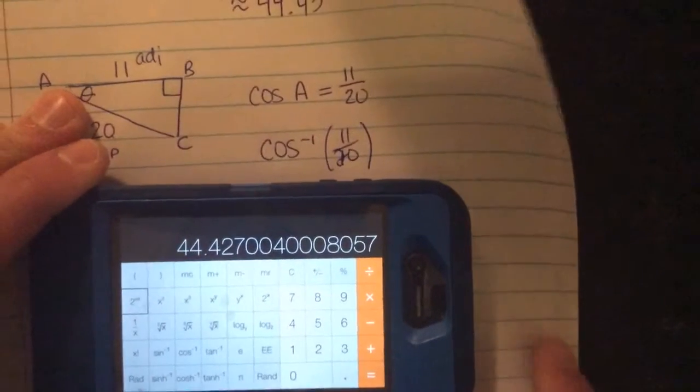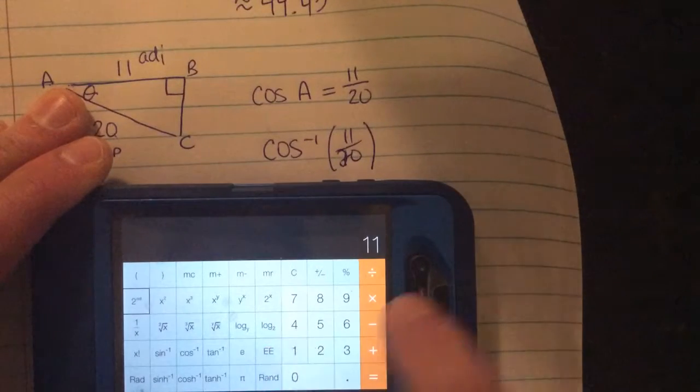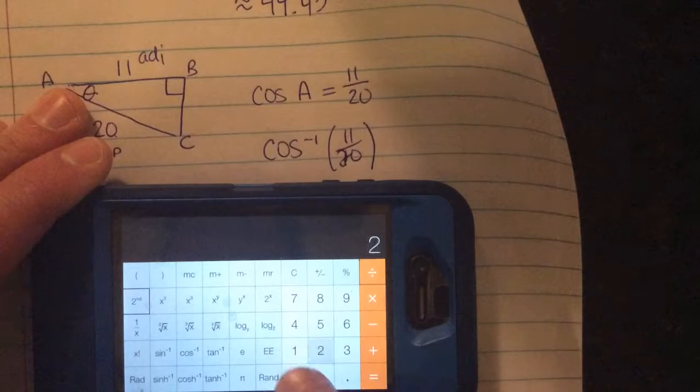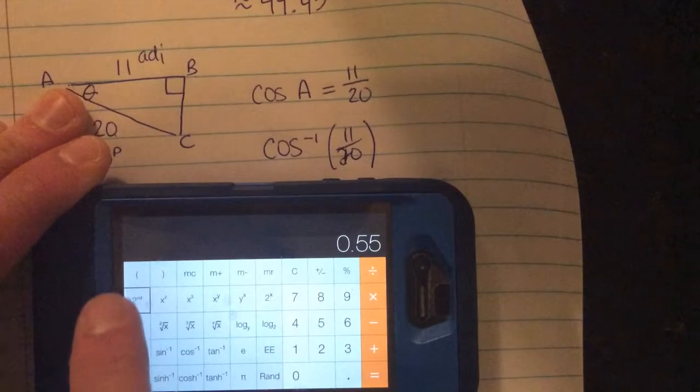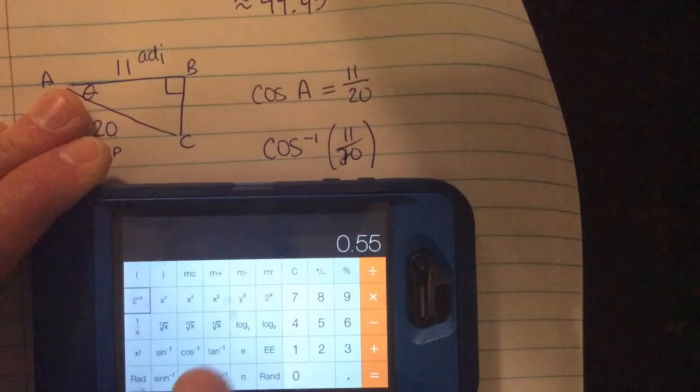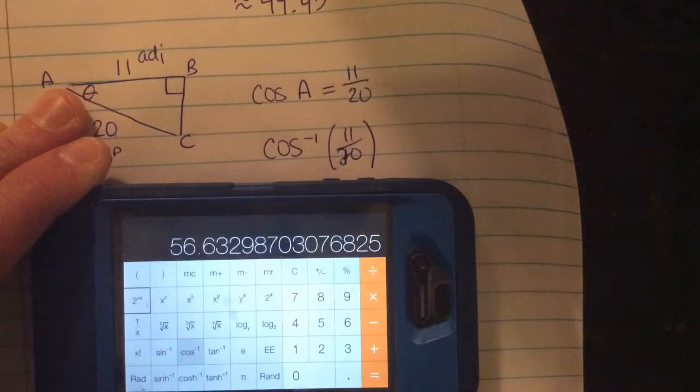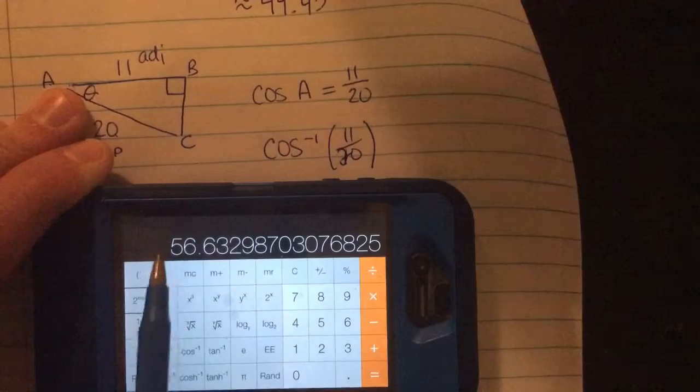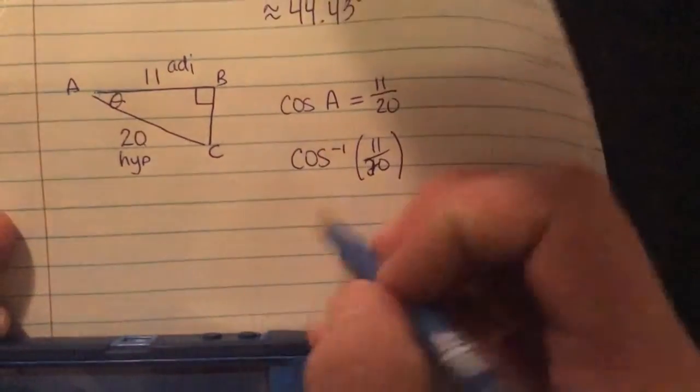So what I'm going to do is come back to my calculator here. And I'm going to type in 11 divided by 20 first. Again, I have my second button pushed, and I'm looking for inverse cosine this time. My angle measure is 56.6 degrees.